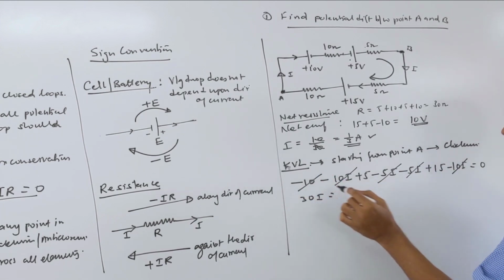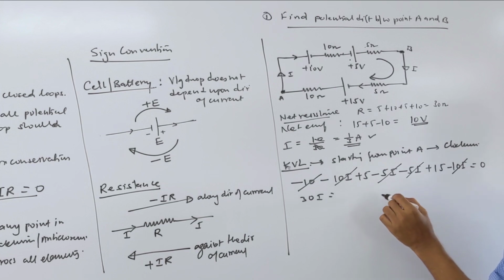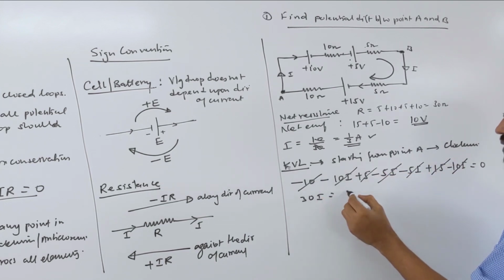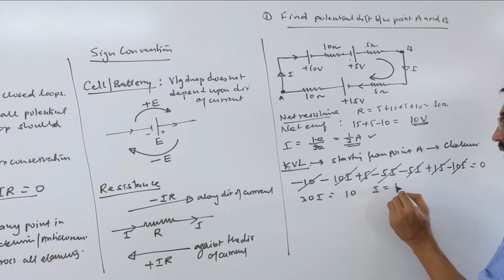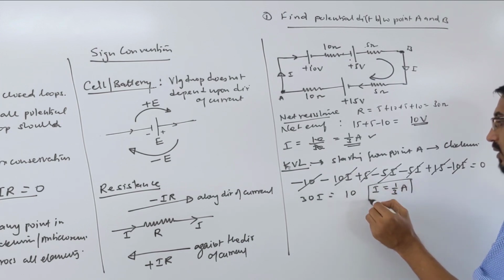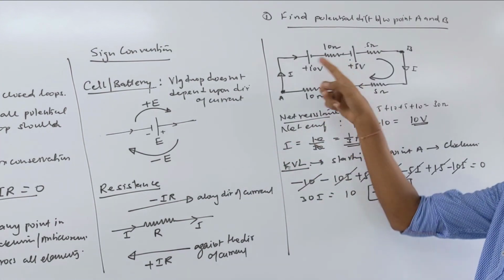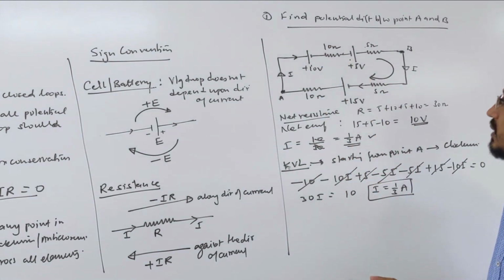is equal to minus 10, and this is plus 15 plus 20, so minus 10 goes, 10, so I is coming again 1 by 3 ampere. So this current you can find directly, you can apply KVL. You do it directly when there is only one closed loop, that's all, right?